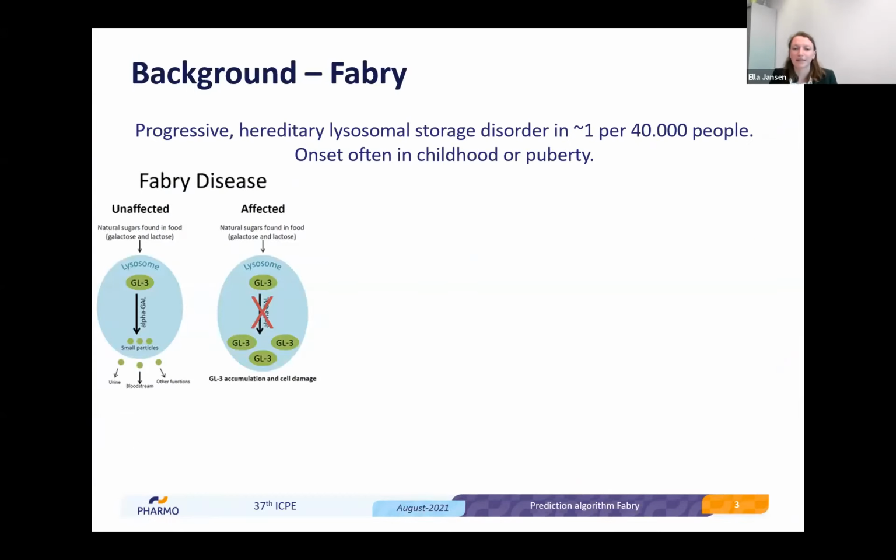So what is Fabry disease? Fabry is a rare disease that usually has its onset during childhood or puberty. It is a progressive hereditary lysosomal storage disorder where the lysosomes are not functioning properly, which results in an accumulation of a large molecule, GL3, which damages the cell, and that gets worse over time.